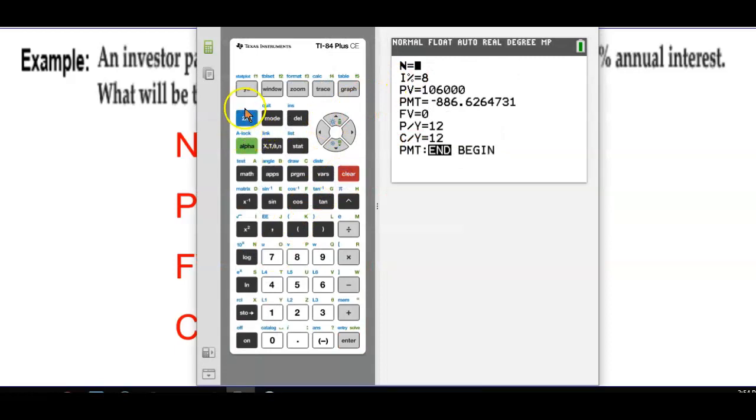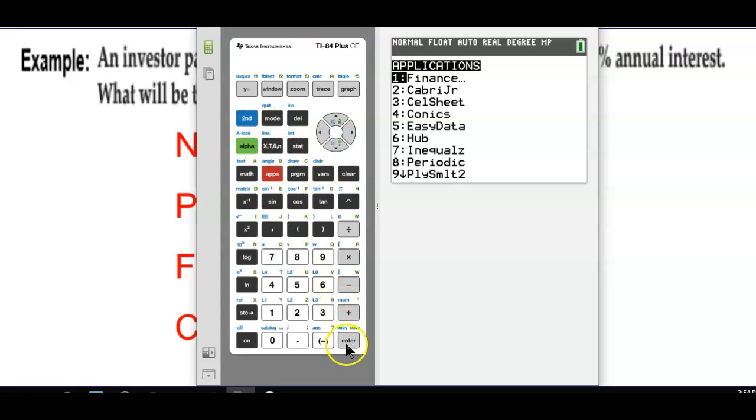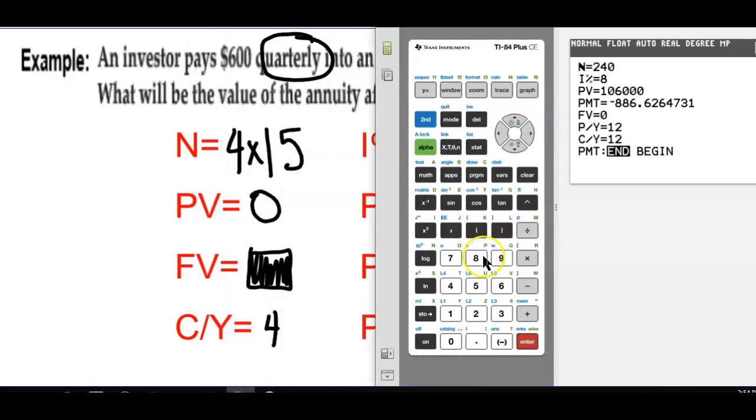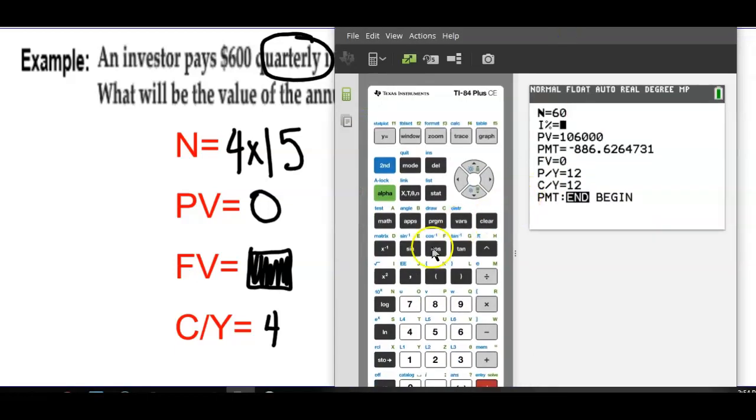Again, it was apps right up here. Enter, enter, and then we're going to put in, literally we can type 4 times 15. Enter and it'll go down. It was 7.24. Enter. Present value is 0.